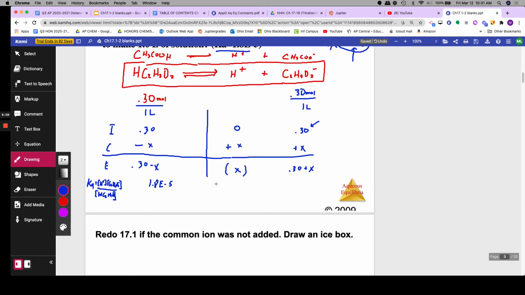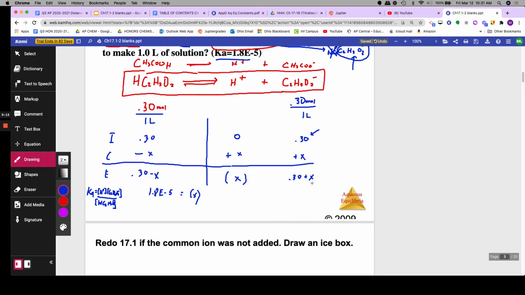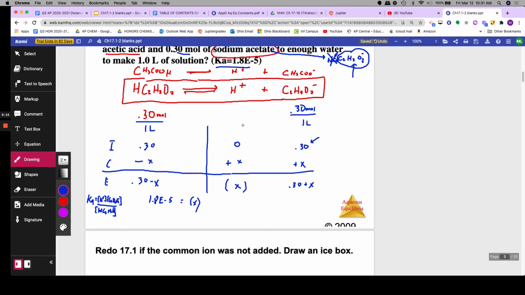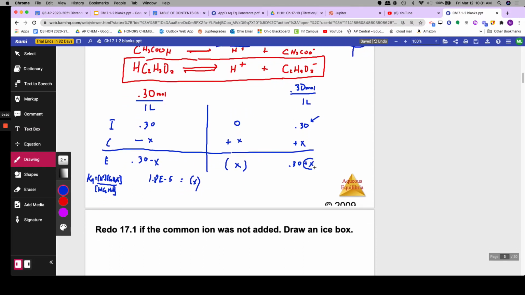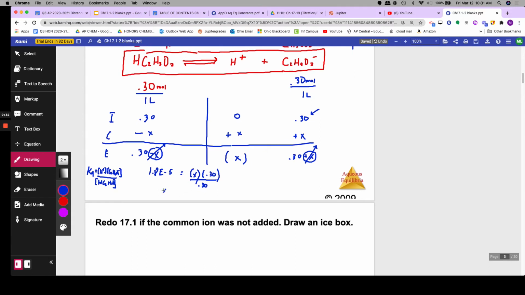This is H plus, so you're going to do equals X. This is 0.30 plus X. Knowing that this is lower than 10 to the negative 4, we're going to make this negligible, and we will check the percent ionization in a minute. 0.30 over, make this negligible as well. So divide by 0.30. Okay, so X is equal to, that pretty much cancels, 1.8 E negative 5.